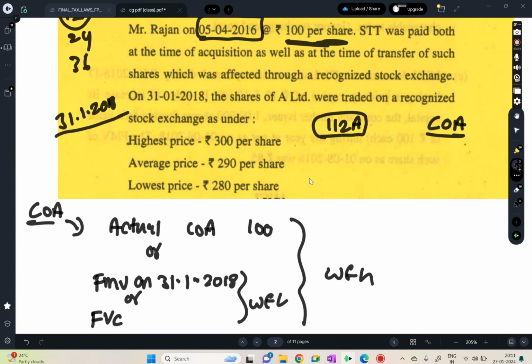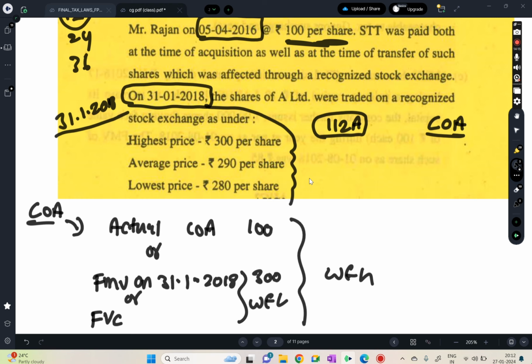Okay, FMV on 31/1/2018. They have given 3 prices though. Now which price we need to take is the question. They have given here 300, 290 and 280. Then we will take whichever is the highest price. Yeah, take the highest price. What is the highest price? 300.